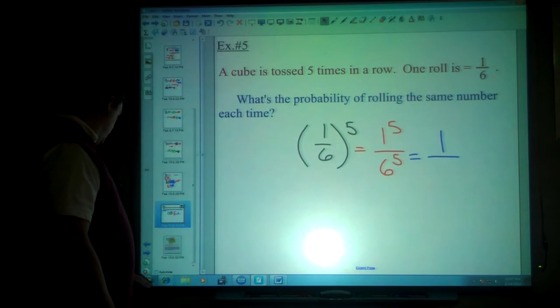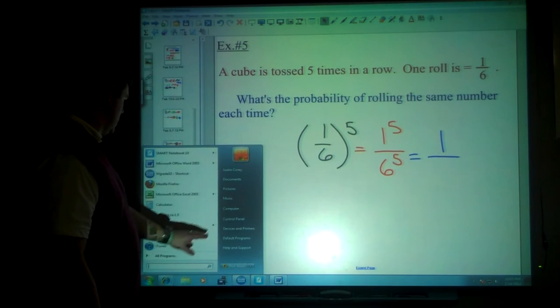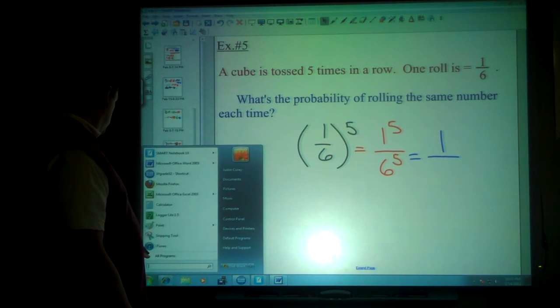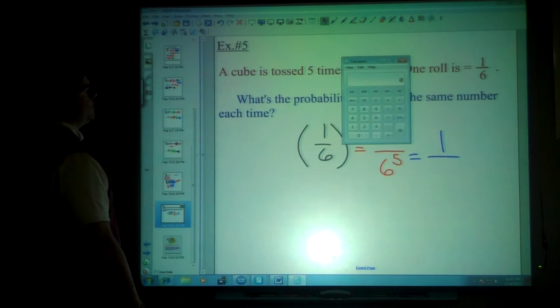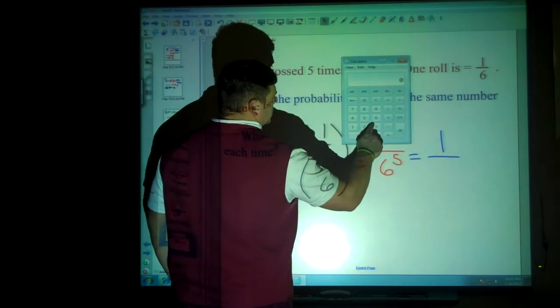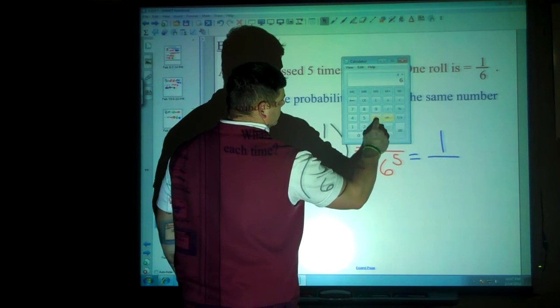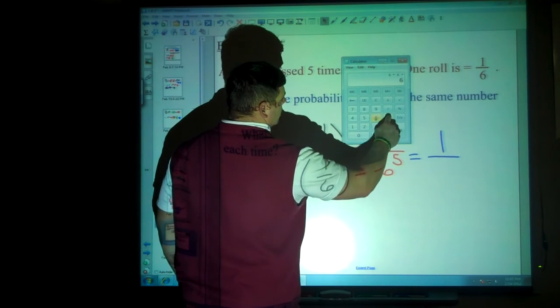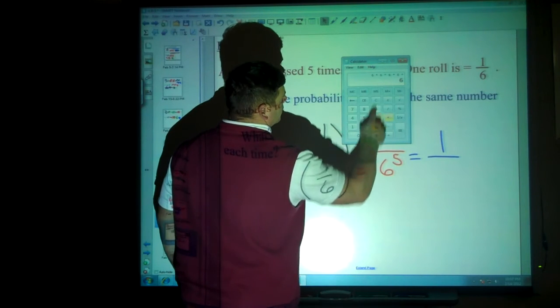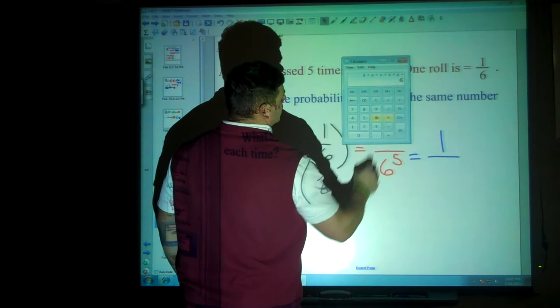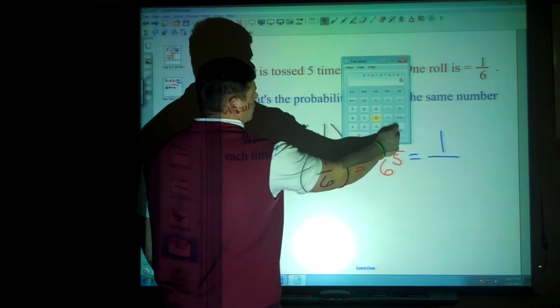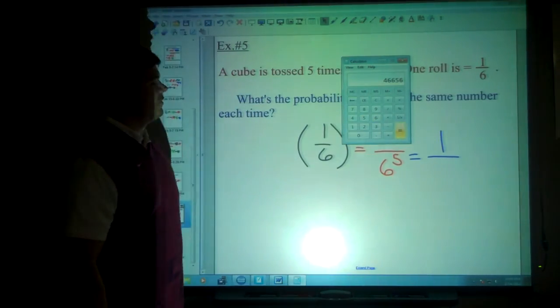So I'll see if I can pull up my handy little calculator here. Okay. And we go 6. I don't quite have the fanciest one. 6, 6, 6. So that's 4 6s. That's 5 6s.